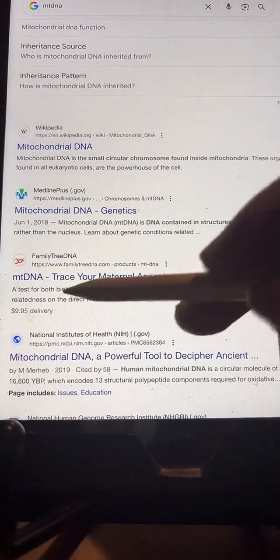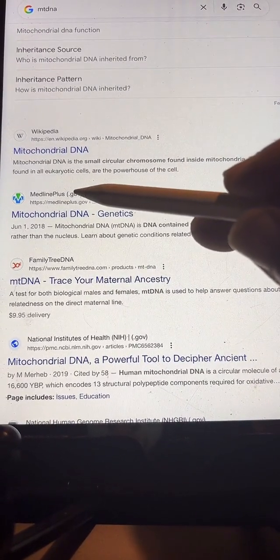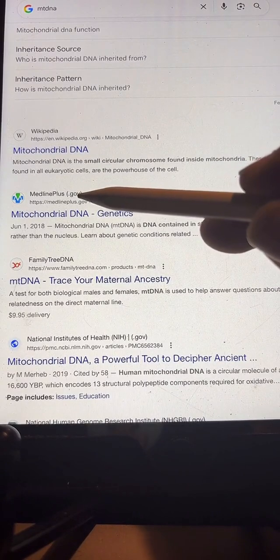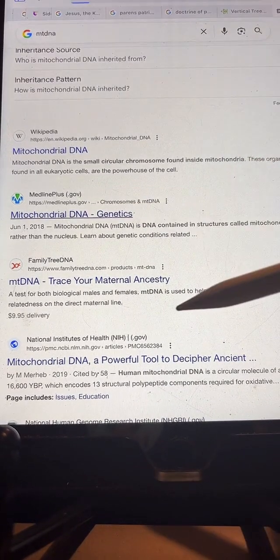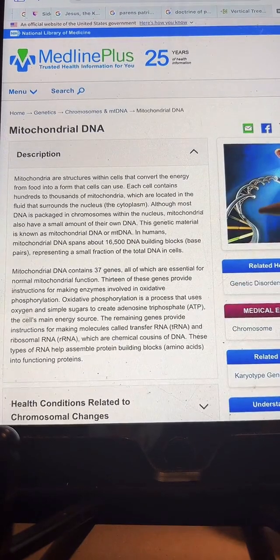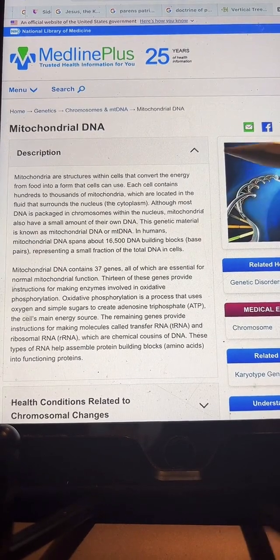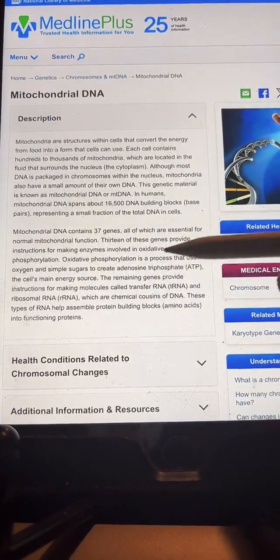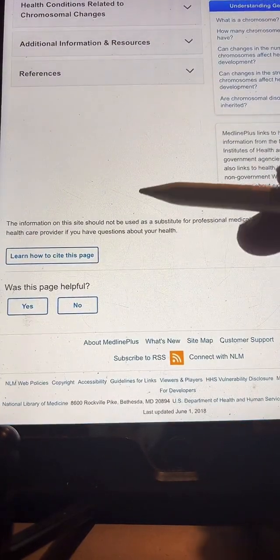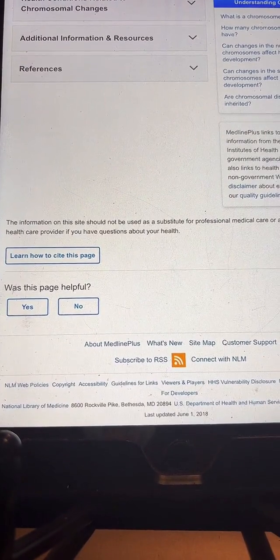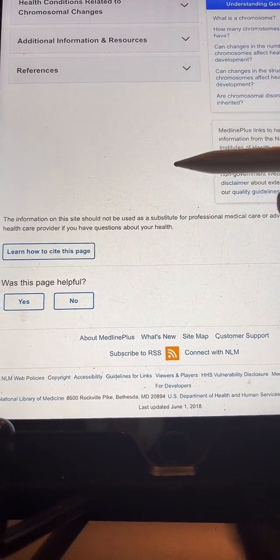Because this one says it's only $10. I will pay it. But I want this one, right? The government one. Okay. Now let's see, because I'll order this right now. I will order this ASAP.